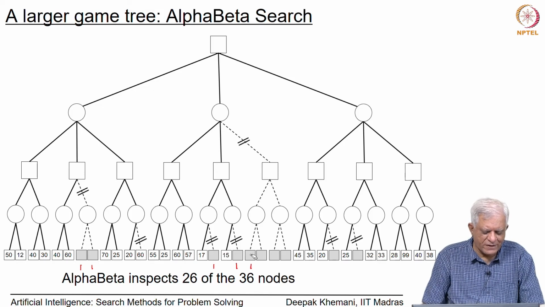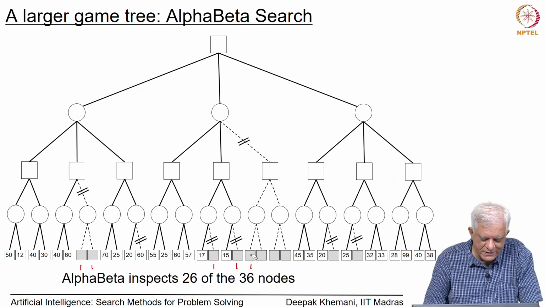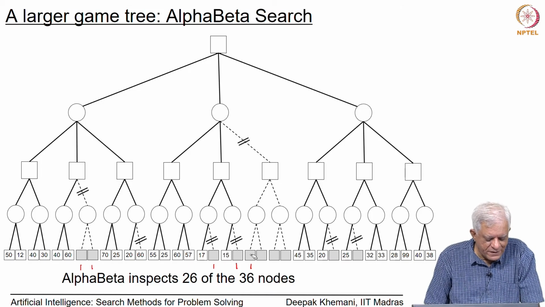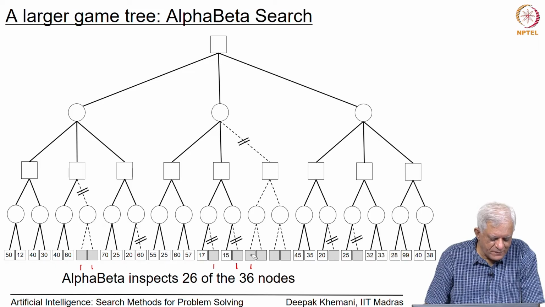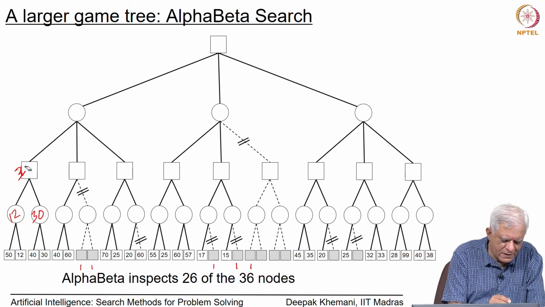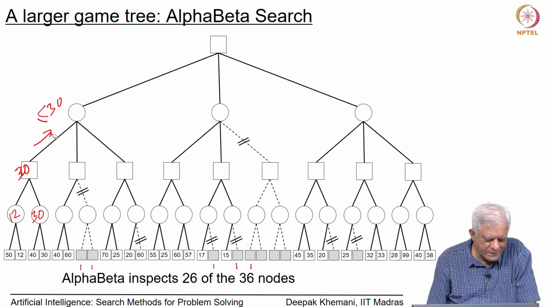So, just to do a quick study of what the cutoff happening here is, you can see that from the leftmost side we get 12 here, because it is a min node, and we get 30 here because it is a min node, and between 30 and 12 max would choose 30, and therefore this would be less than or equal to 30. It is getting one value from here which is less than or equal to 30.